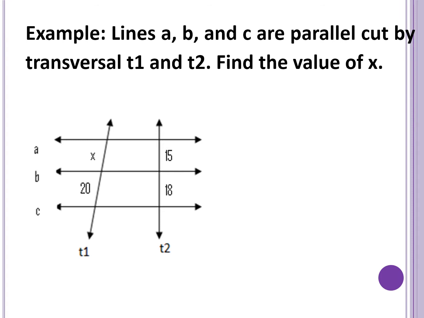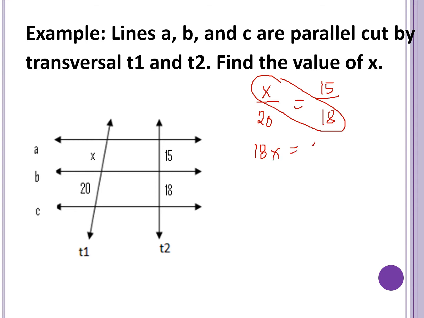So we can write X is to 20 is equal to 15 is to 18. Cross multiply, 18 times X is 18X. 15 times 20 is equal to 300. Divide both sides by 18.